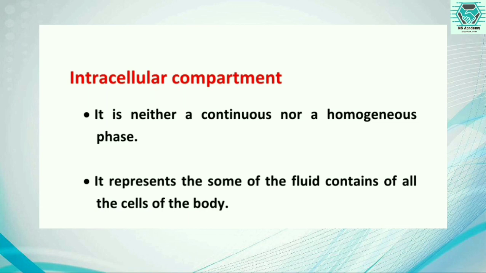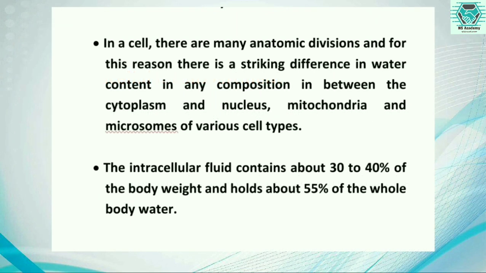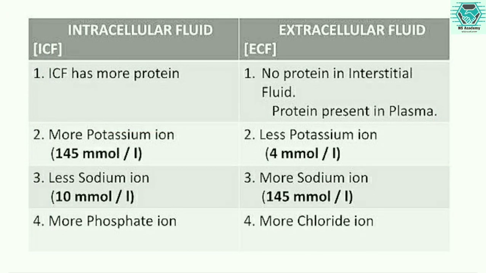Now, the intracellular fluid compartment. It is neither a continuous nor a homogeneous phase and represents the sum of the fluid contents of all the cells of the body. In a cell, there are many anatomic subdivisions, and for this reason, there is a striking difference in water content and ionic composition between the cytoplasm, nucleus, mitochondria and microsomes of various cell types. This intracellular fluid contains about 30 to 40% of the body weight and holds about 55% of the whole body water.